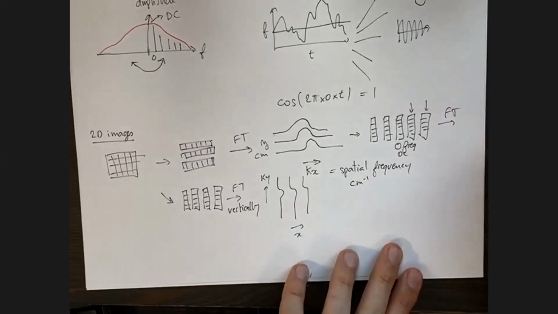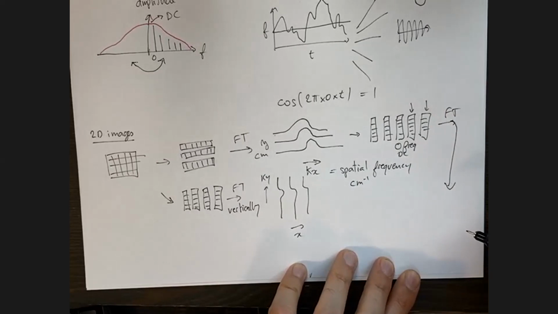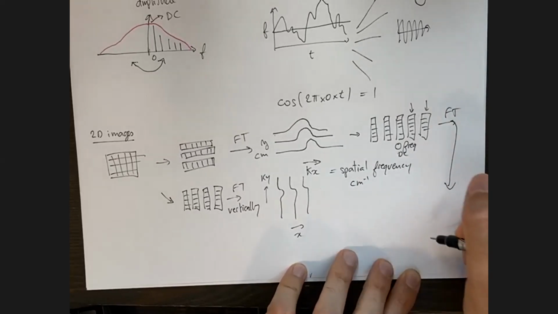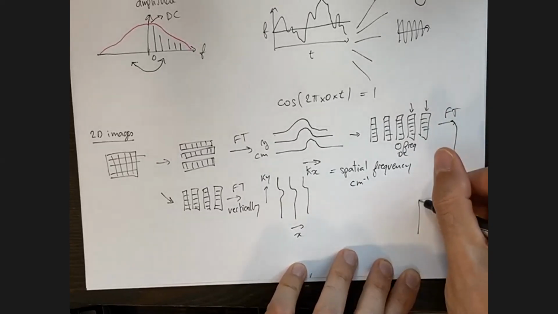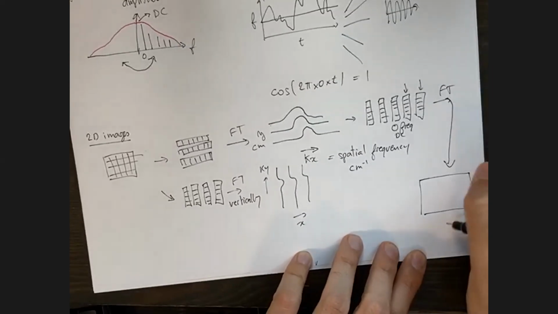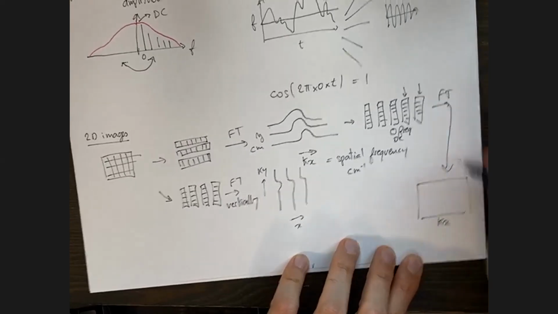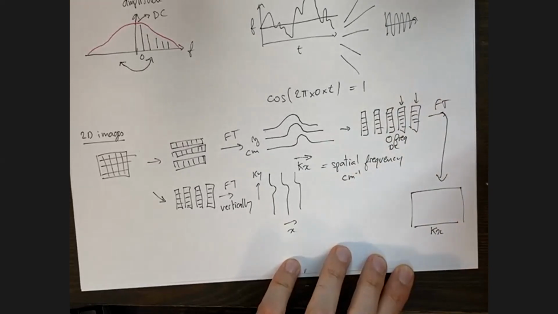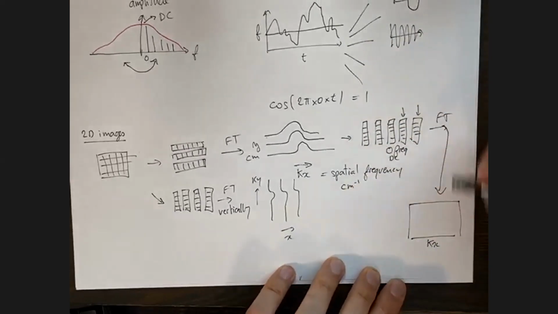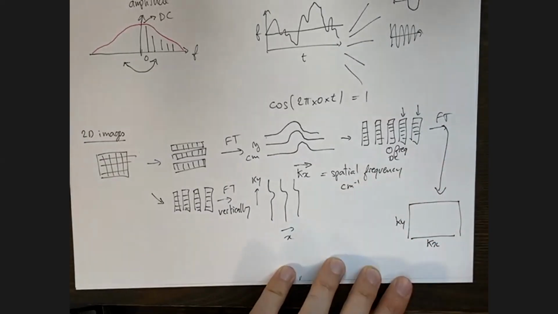And so this is going to give us now a 2D structure where we have frequency information both on the x-axis and the y-axis. So we still have frequency information on the x-axis, but now because we took a Fourier transform along the y-axis, we are going to have frequency information on the y-axis as well.